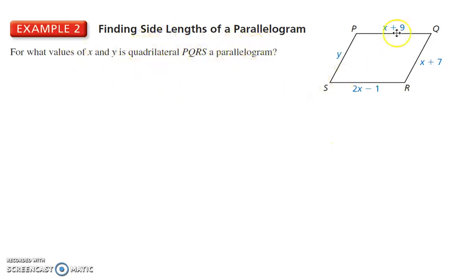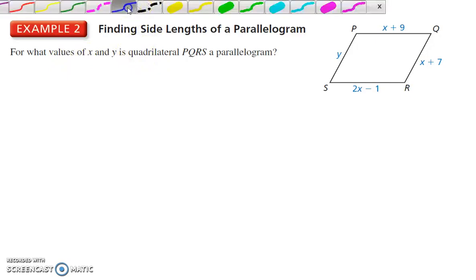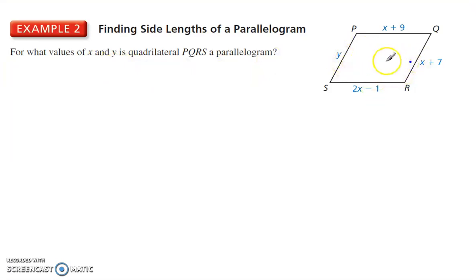All right, finding side lengths here. We want to find a value that would make this a parallelogram. In this case, we're not given that it is a parallelogram. We want to find something that would make it a parallelogram. Well, we have to find x and y. We have two variables here, so we have to find x first. We know if this should be a parallelogram, then this side has to be congruent to this side. So we set those two equal: x plus 9 would be equal to 2x minus 1.